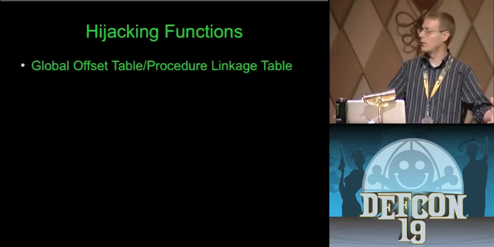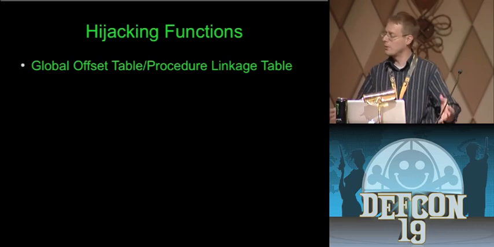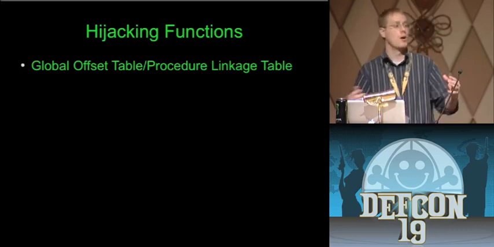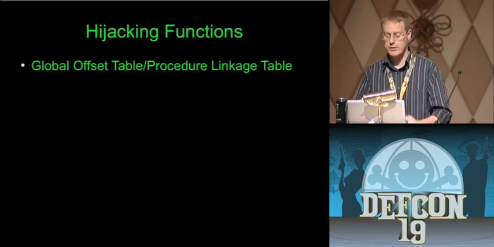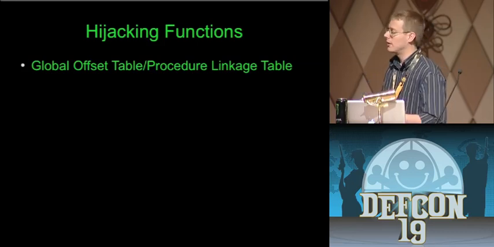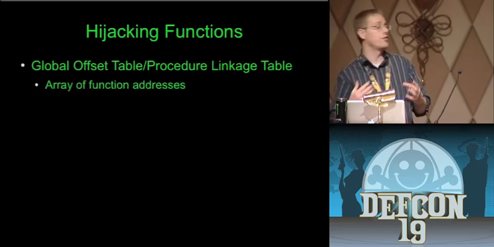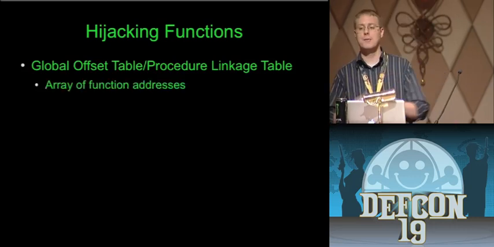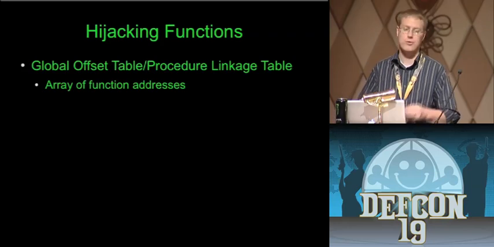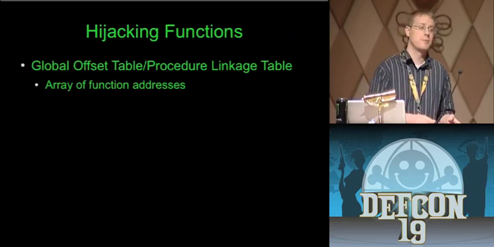Hijacking functions. So we injected our shellcode, and that's great. We got our shellcode to run once, but remember, we wanted our shellcode to run more than one time. Anytime that receive is called, our code needs to run. So we're going to take a look at the global offset table and the procedure linkage table. And what that is, it's an array of function addresses.